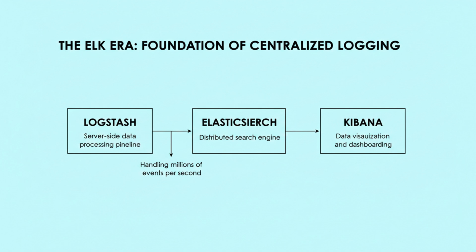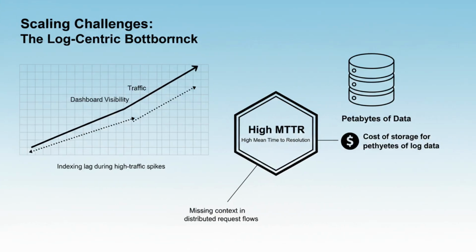While revolutionary, this approach was heavily log-centric. As we scaled to millions of events per second, the overhead of Logstash and the storage costs of Elasticsearch began to present significant challenges for infrastructure teams managing global footprints. As our infrastructure grew, the limitations of a log-centric world became clear. Storing every single log line is expensive, especially at a scale of several petabytes. Indexing lag became a common issue during high-traffic events, meaning our dashboards were often minutes behind reality.